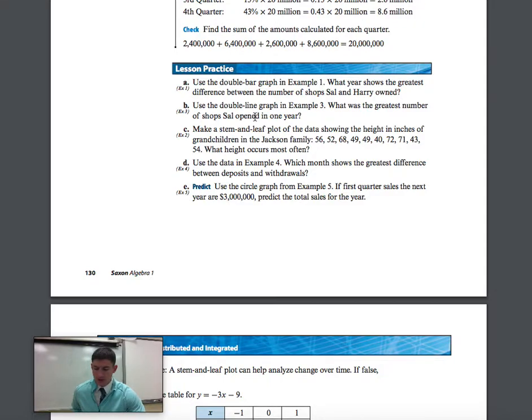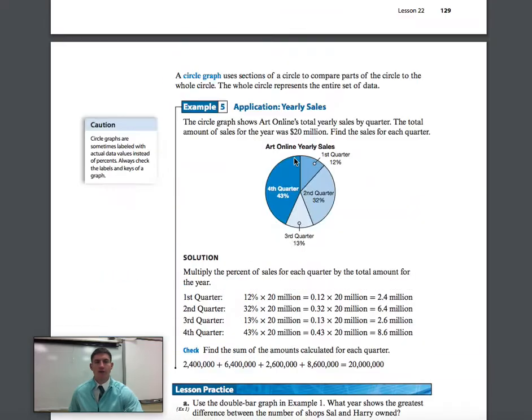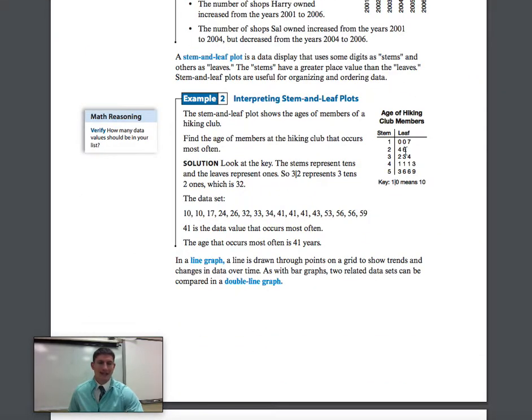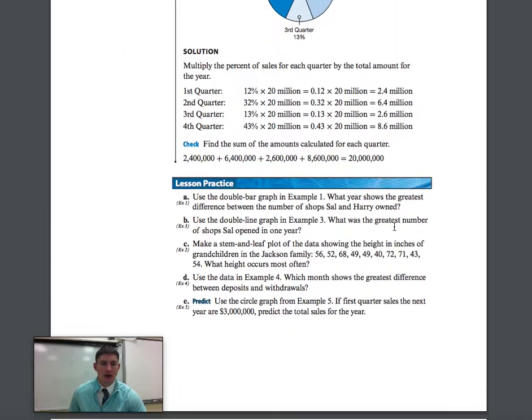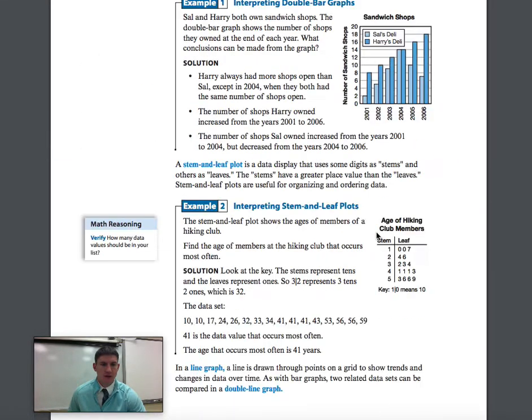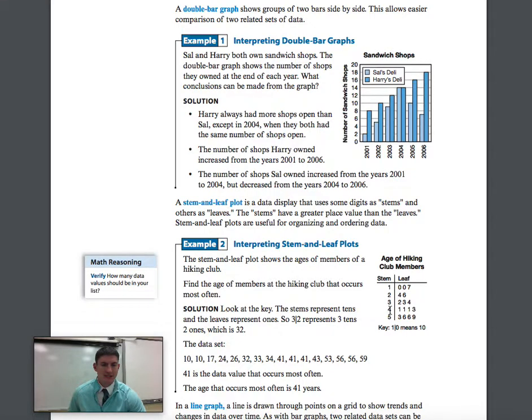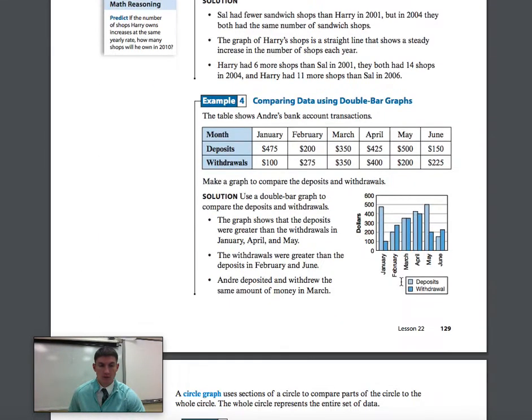Letter C, make a stem and leaf plot of the data showing the height in inches of the grandchildren in the Jackson family. Here it's asking you to take 52, 56, 68, 49, 49, 40, 72, 71, 43, and 54. What height occurs most often? So you're going to write a stem and leaf plot like this, given that you've got tens values and ones values. The stem is the tens values, the leaf is the ones values. In this case, you would have 40s, 50s, 60s, and 70s. So on this part of the graph, you'd write 4, 5, 6, 7. And on this part of the graph, you'd fill in where those values are.